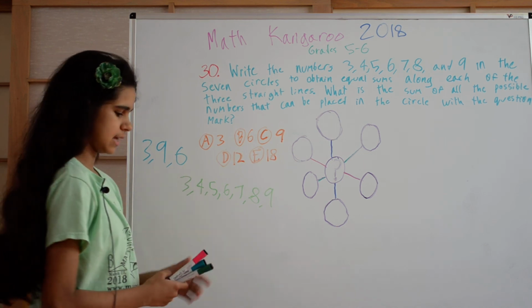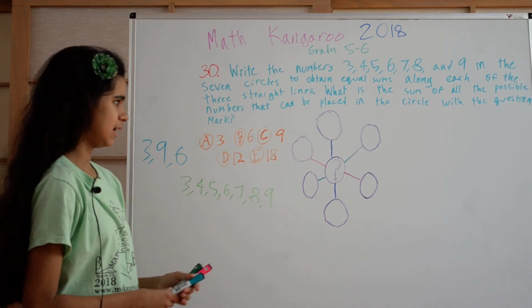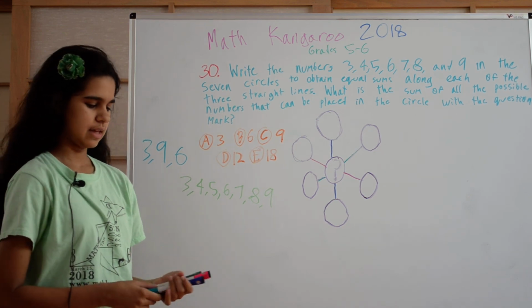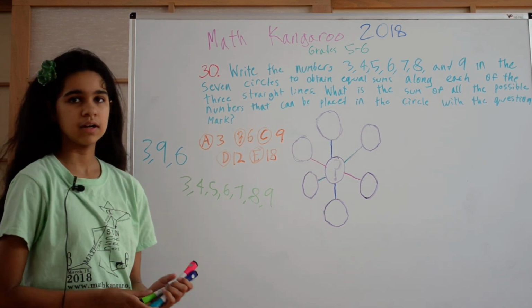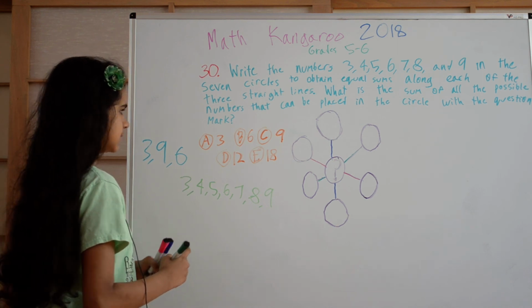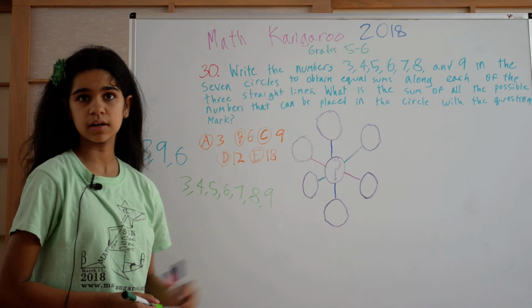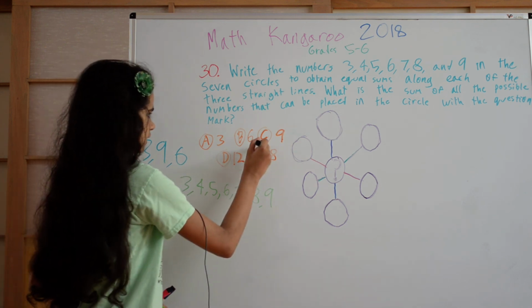So 3, 9, and 6 are the only numbers that we can take away, and so those are the only 3 numbers that can be the question mark. And so we have 3 plus 6 plus 9, because we're looking for the sum of all the possible numbers that could be placed in the question mark, and that is 18.